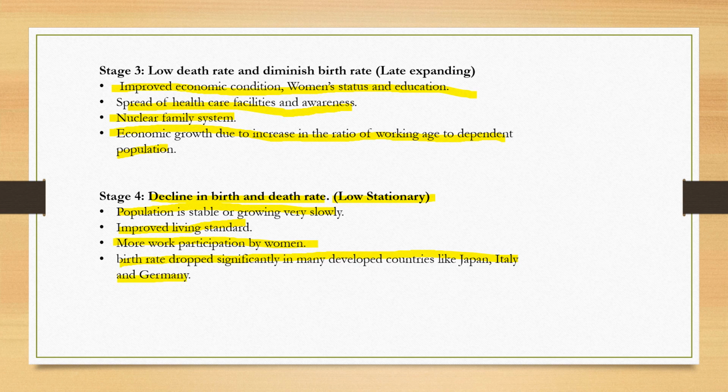So that is what I was telling you, that birth rate and death rate both are low, but in some developed countries like Japan, Italy, and Germany, the death rate is higher than the birth rate. That means the birth rate is very, very low. That is why they are experiencing negative growth of population. Okay, so there are a total of 4 stages which I have already discussed.